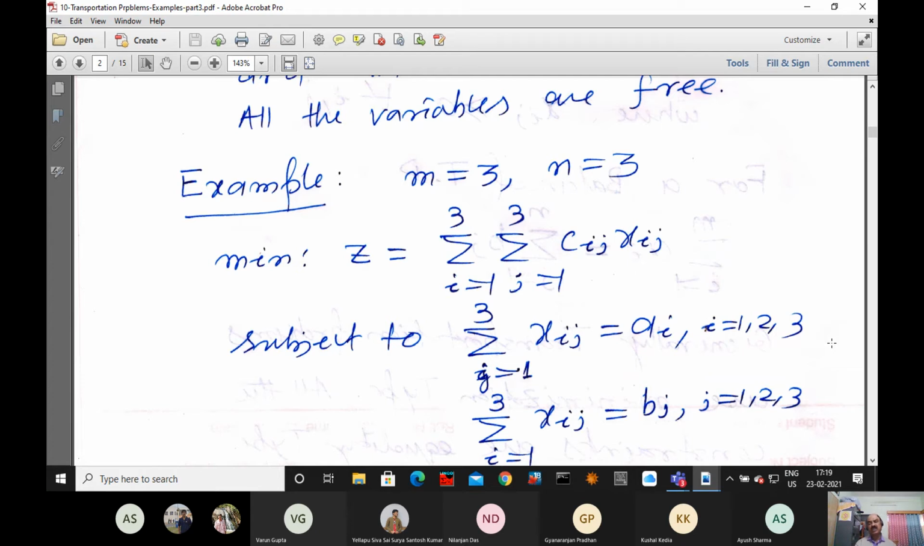Minimize the sum over j from 1 to 3 of Cij into Xij, subject to the sum over j from 1 to 3 of Xij equal to ai, for i equal to 1 to 3. Similarly, the sum over i from 1 to 3 of Xij equals Bj, for j from 1 to 3.